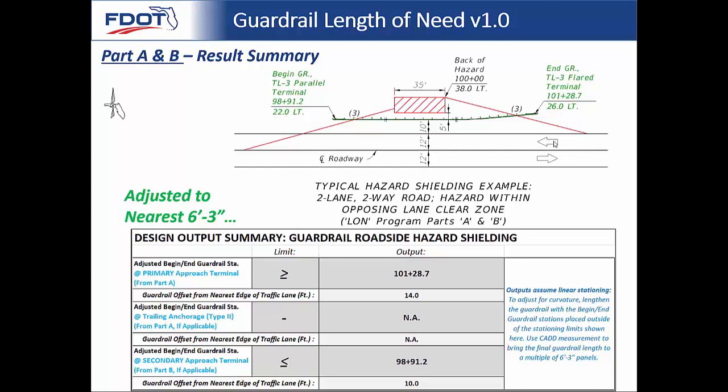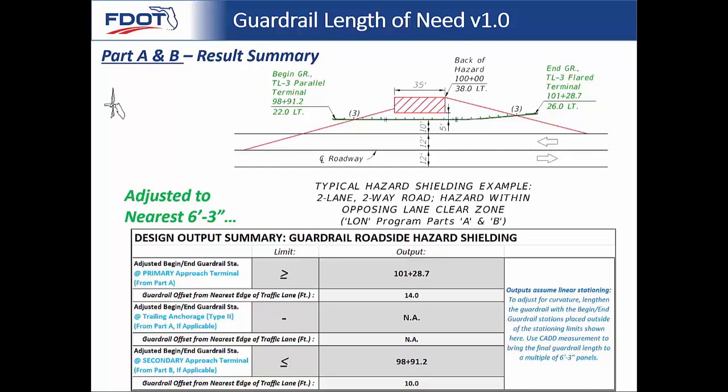So it's not as critical, but when you're in a really tight area and you're trying to make the best use of your space, you're going to want to place it in the plans the way it's going to end up looking in the field. And in order to do that, you design it to the nearest 6'3" panel multiple.